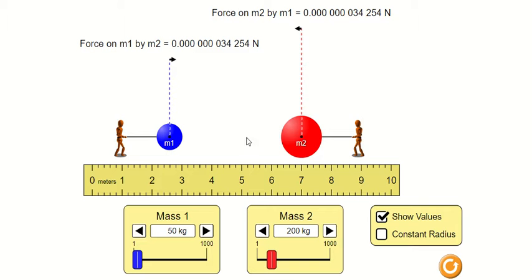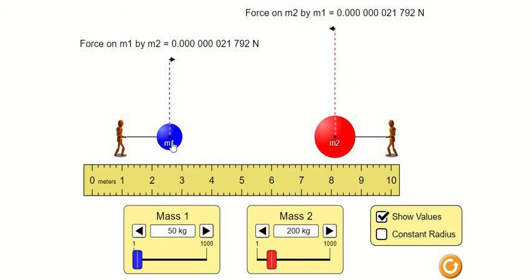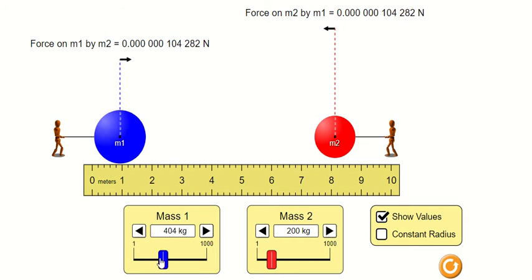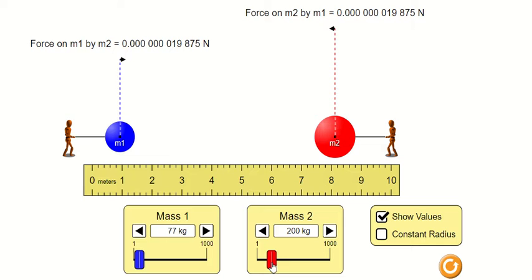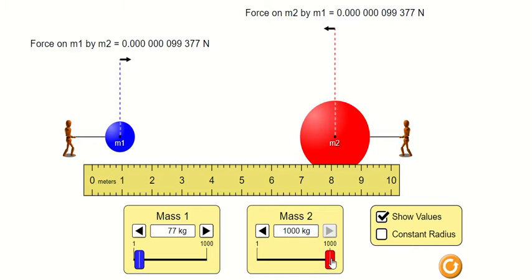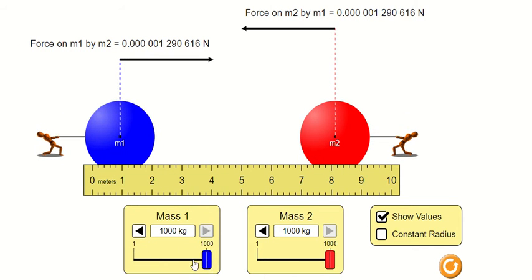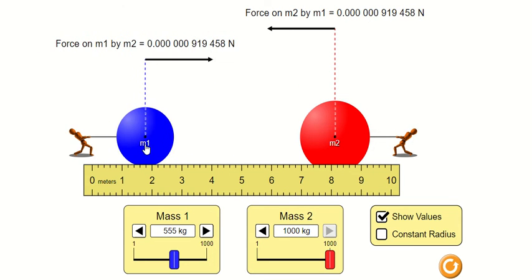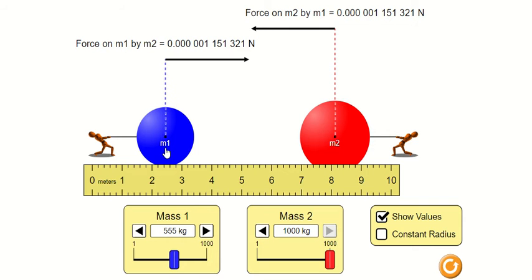So I have two masses. I can move these two masses on this scale, and I can also increase the mass here. If I drag this, I can increase the mass. For the red mass 2, I can increase the mass from 1 to 1000 kg, and also for mass 1 I can increase the mass from 1 to 1000 kg, and I can also increase or decrease the distance between them.